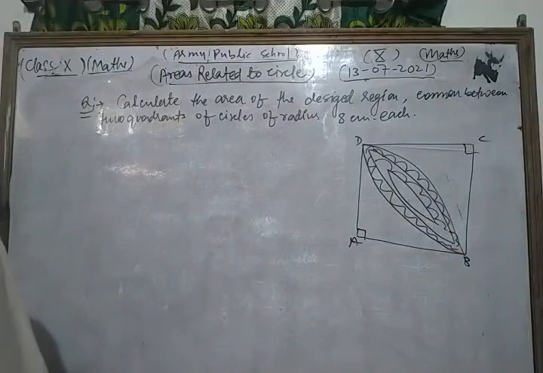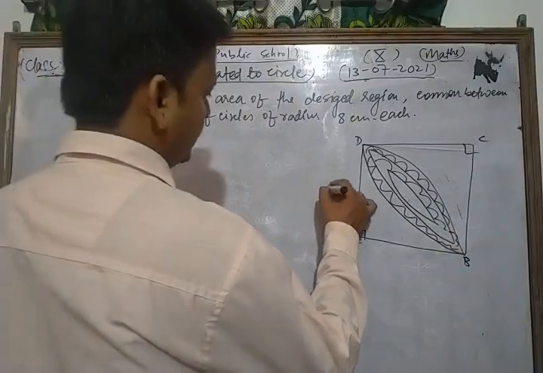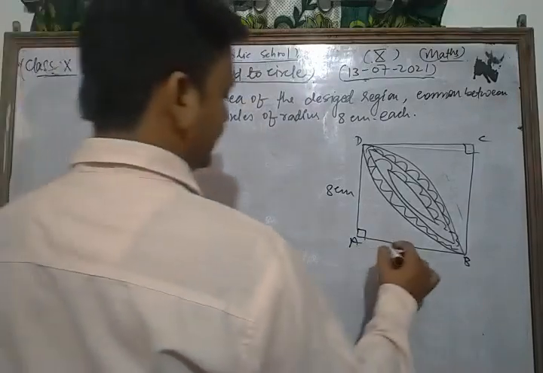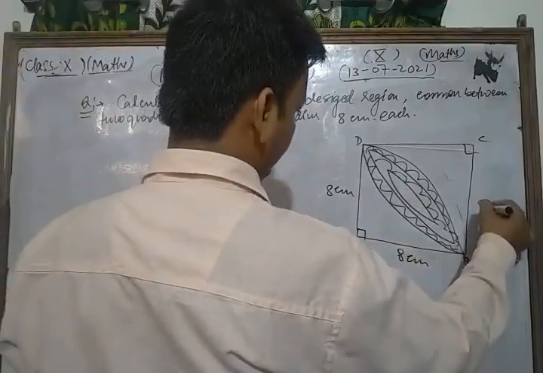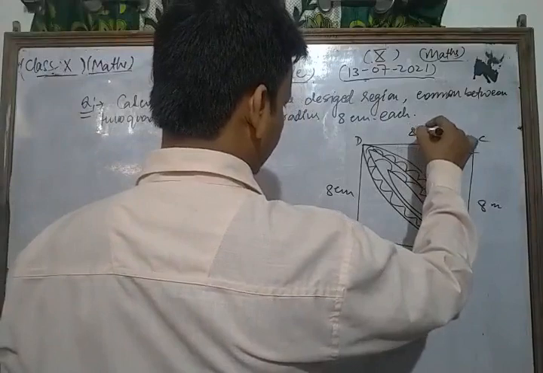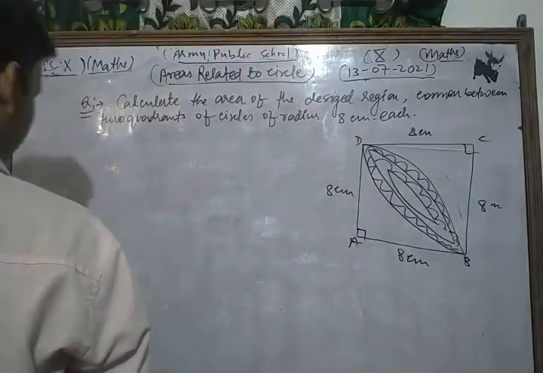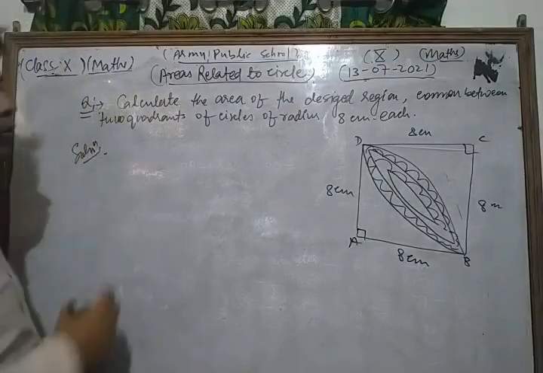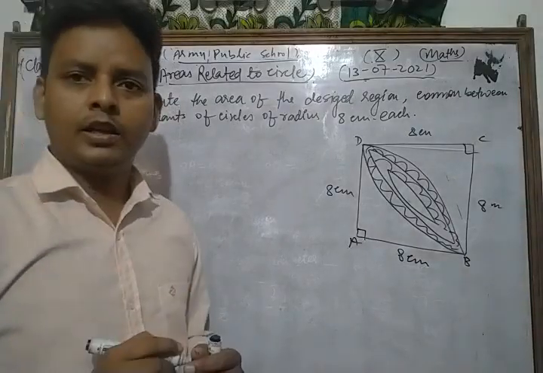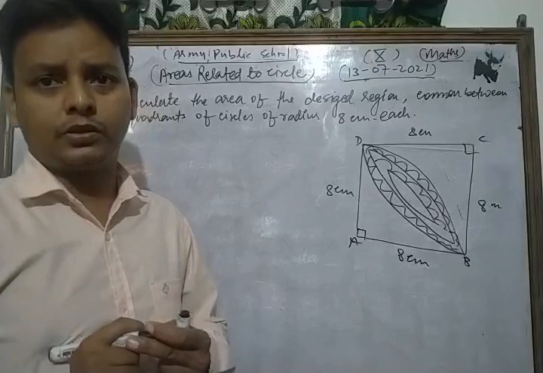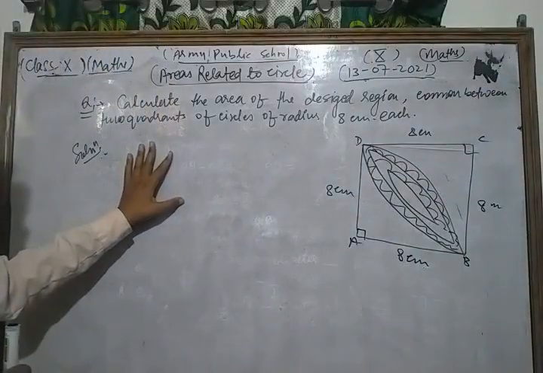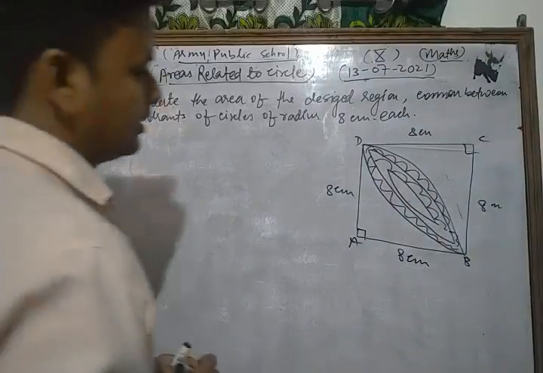And dear friends, according to that figure, this is 8 centimeter, this is 8 centimeter, this is 8, and this is 8. Means this design is in a square. Now look, dear friend, this is a very important question. Here calculate the area of designed region common between two quadrants of circles of radius 8.